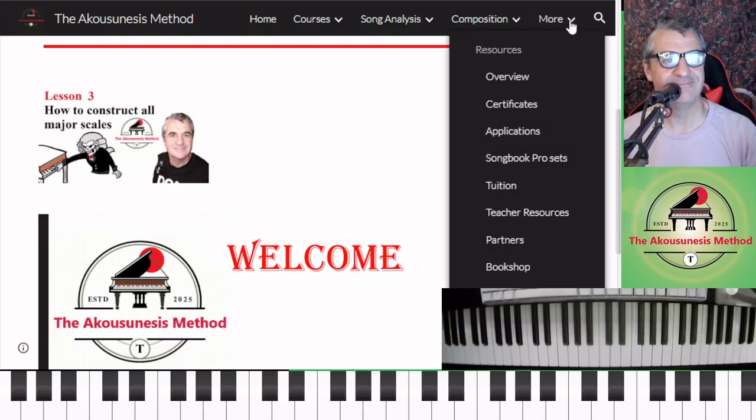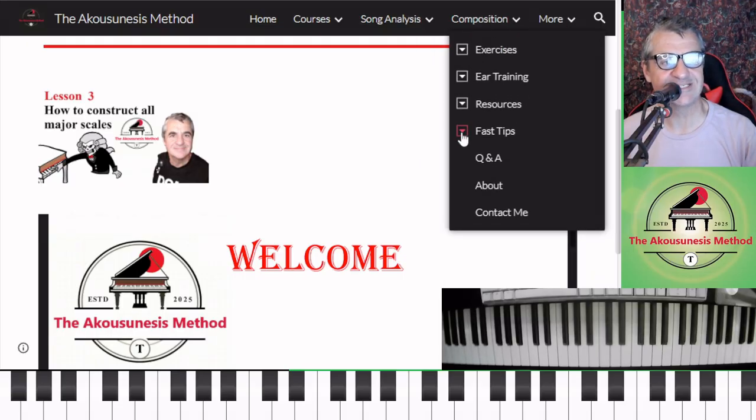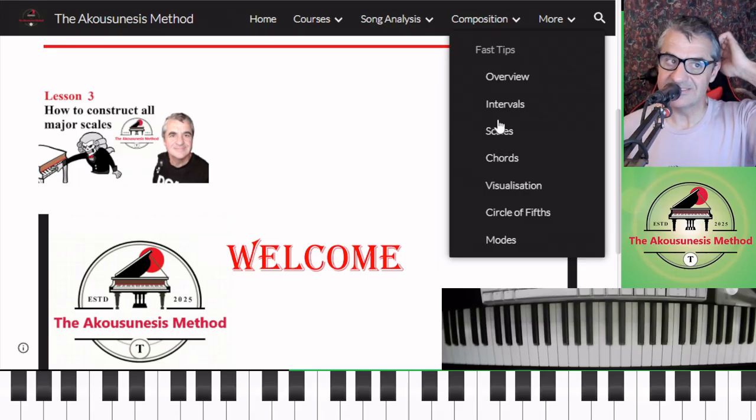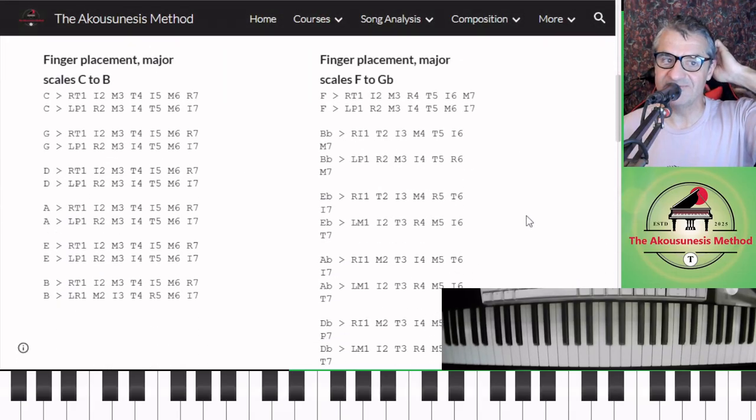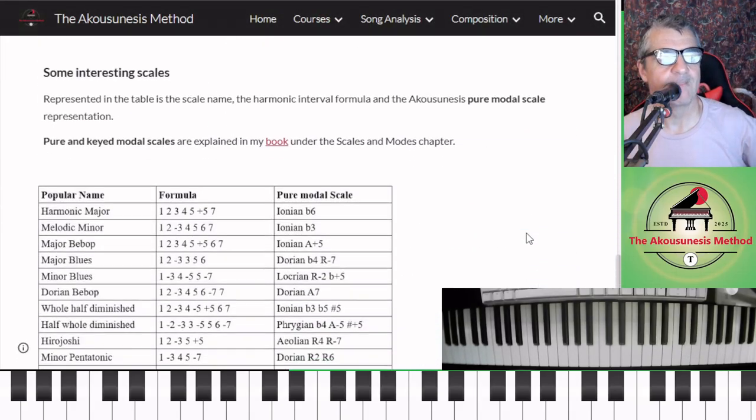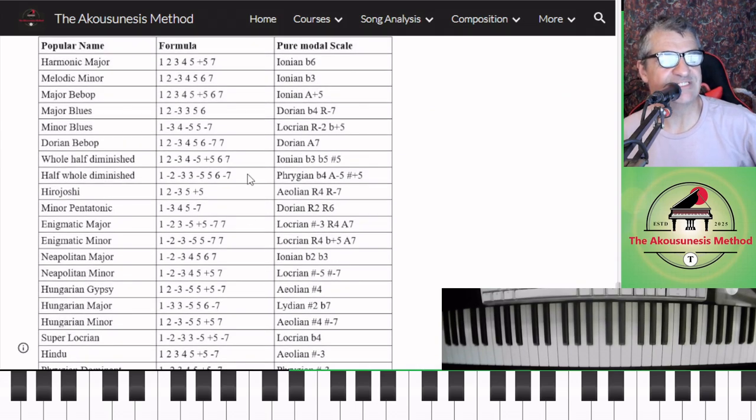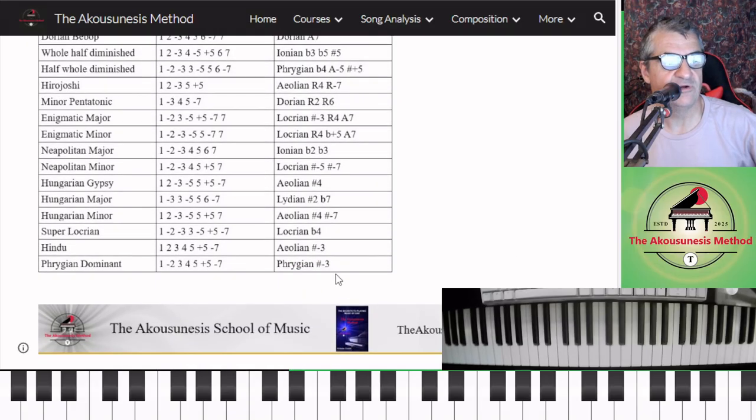Where is it? More resources, fast tips, scales. So I just put a big list of them here. So they're good starting points to go through. What I'll do, if you give me a scale, say in terms of the formula or in the name, I'll find the best way to describe it in a pure modal scale, and I'll put it on the list here. So I just found this yesterday actually.